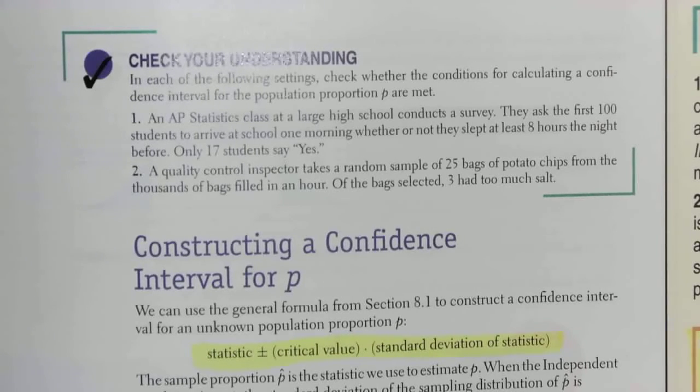Okay, let's look at the next one. A quality control inspector takes a random sample of 25 bags of potato chips from thousands of bags filled in an hour. Of the bags selected, 3 had too much salt. So, random. Were they taken at random?